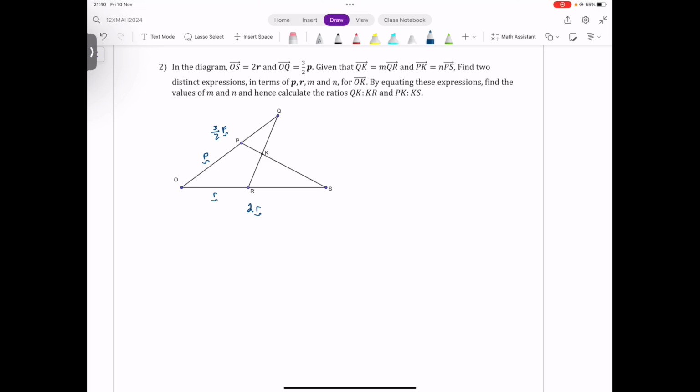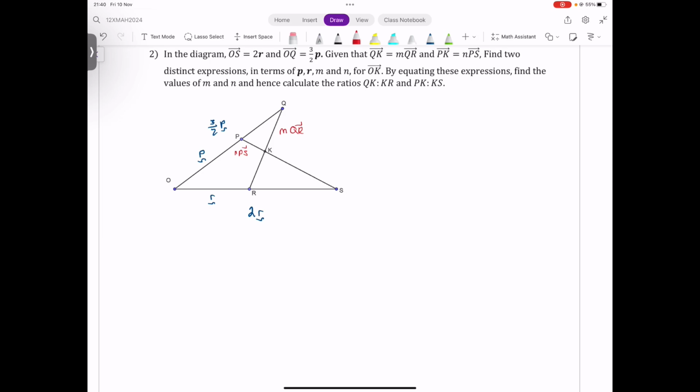Now let's add some stuff to our diagram. We're told that QK is equal to MQR, so we'll add that to our diagram. We're also told that PK is NPS. Let's add that in. NPS. I might make that a tad bigger. Right. Now we're trying to find two distinct expressions for OK. I'm going to add in that vector OK, and we're trying to find two expressions for OK.